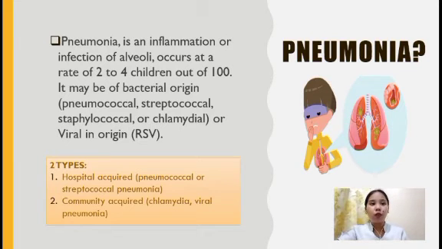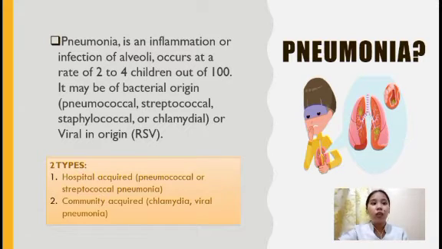What is pneumonia? Pneumonia is an inflammation or infection of the alveoli. It occurs at a rate of 2 to 4 children out of 100. It may be of bacterial origin, so these are pneumococcal, streptococcal, staphylococcal, or chlamydial, or viral in origin, which is the RSV or the respiratory syncytial virus. So it is a respiratory virus that infects the lungs and the breathing passages.